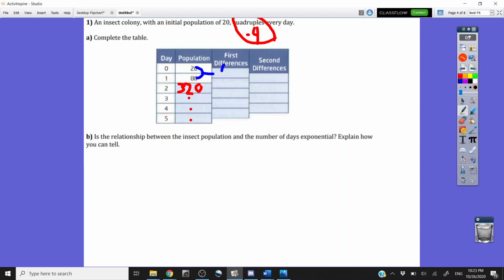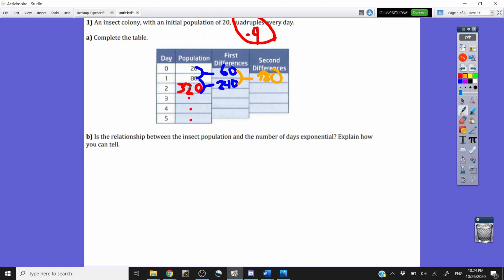So 80 minus 20 is 60. Then first difference is here. We'll go there. 320 minus 80 is 240. And then find the rest of your first differences. Go ahead. After you're done with that, you can go ahead and find second differences. So 240 minus 60 would be 180 here. And you can fill in your first differences and your second differences. So pause the video and fill those things in.